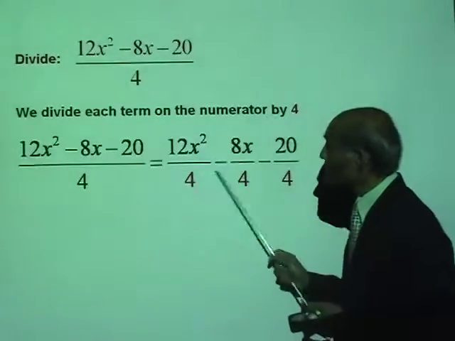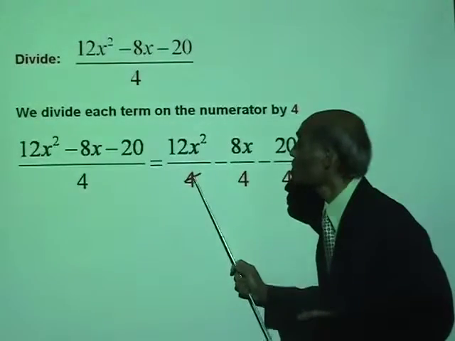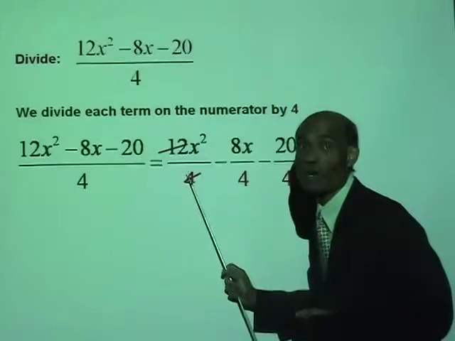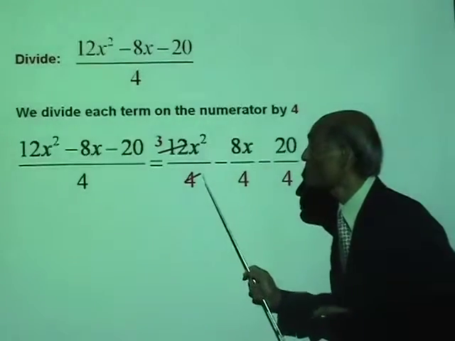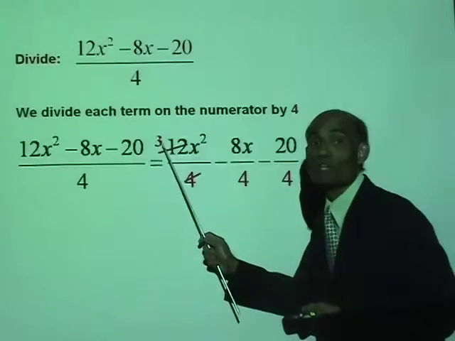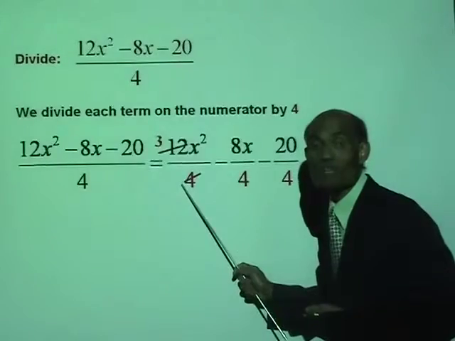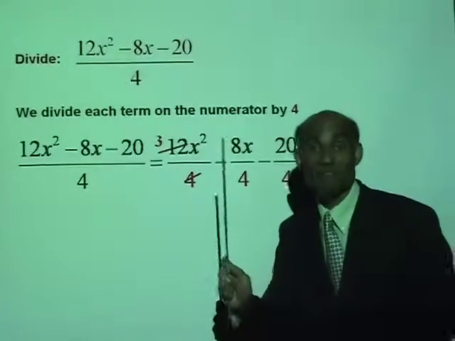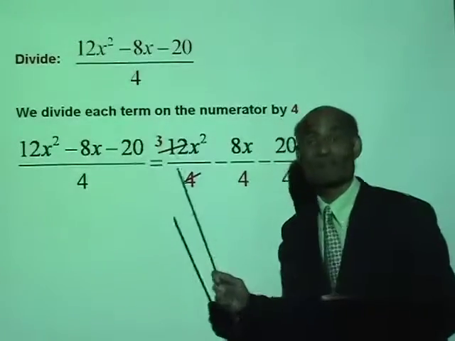And now I can simplify. In the first term, 4 goes in 12 how many times? 3 times. So what is my first term here? The numerator is 3x squared. The denominator is 1. In other words, the first term is simply 3x squared.